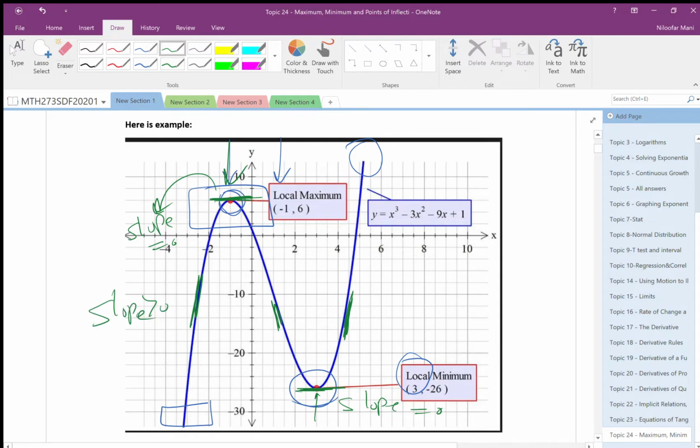And here the slope is negative, for these two lines. When the slope of the tangent line is positive, it means y prime, the first derivative, is positive. And here the first derivative is negative. Okay, I can see this.